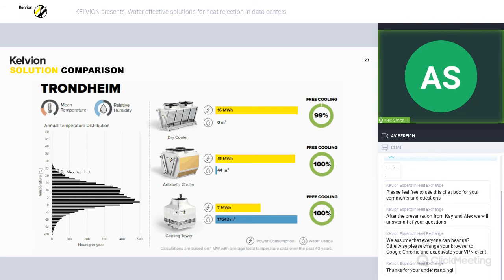However, as you can see in this temperature distribution, the number of hours that exceed our thermal profile are very, very minimal. And so justifying a compression cooling plant and the large expense of that is very difficult for so few hours of operation. In this case, we can see that the use of an adiabatic system won't directly affect power consumption significantly, only reducing by 1 megawatt from 16 megawatt hours to 15 megawatt hours. However, it does increase our free cooling potential from 99% of the year to 100%, eliminating the need for mechanical cooling for only 44 meters cubed of water.